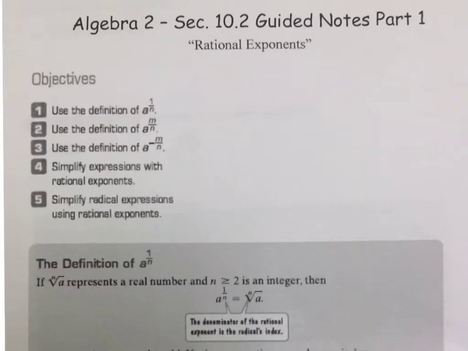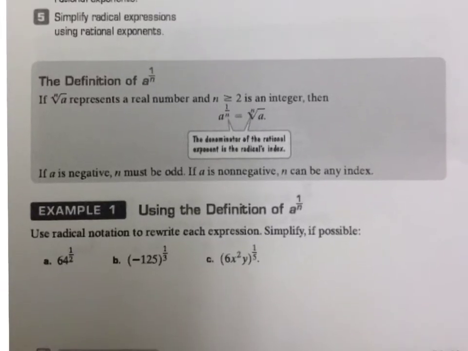And the fraction could be 1 over n, or it could be not a 1 on top, so m over n. It's much easier to do when it's a 1 over n, which we're going to find out right now, because we're going to do the definition of a to the 1 over n.